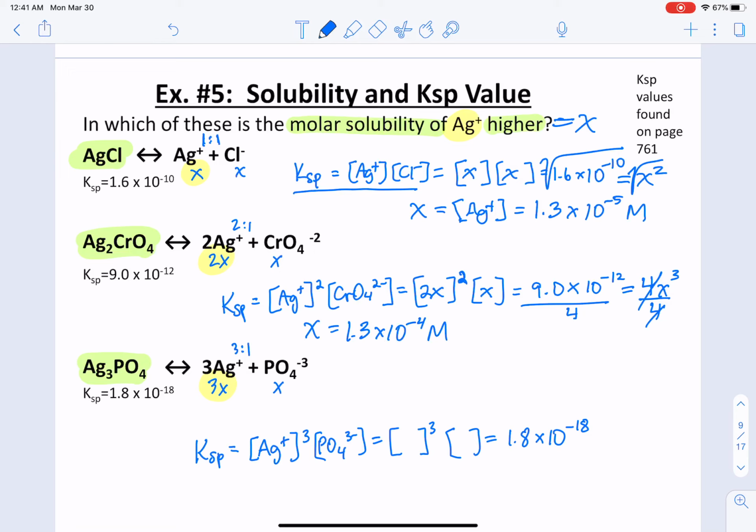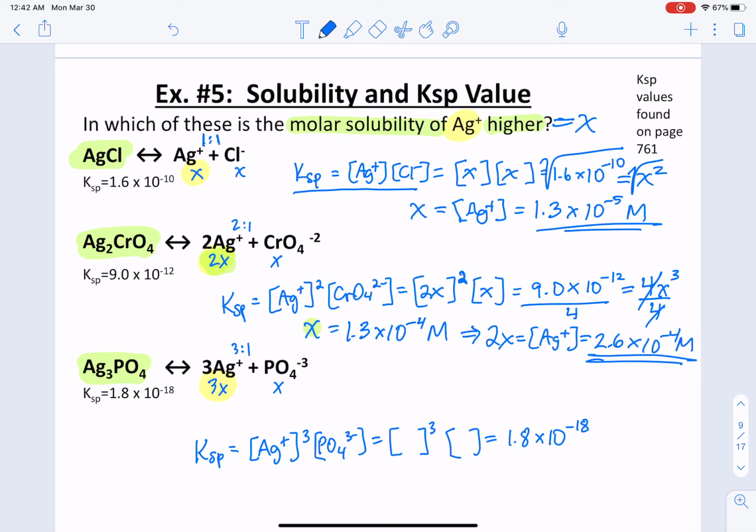Now, one thing I want you to think about is that the value of silver is actually 2x. I'm not looking for the value of just x, I'm looking for the value of 2x. So I'll take that times 2, and 2x, which is the concentration of silver ions, is 2.6 times 10 to the negative 4 moles per liter. So I'll need to compare those in a moment.